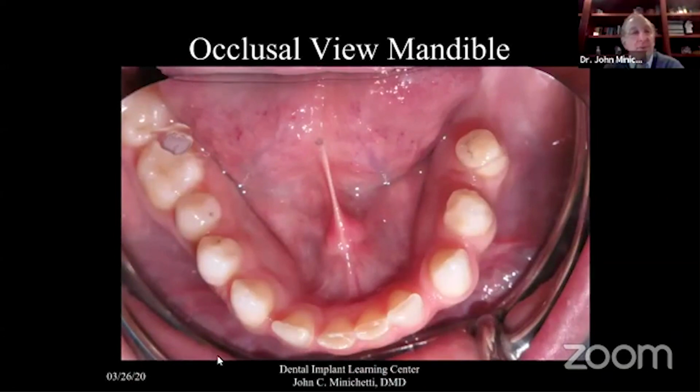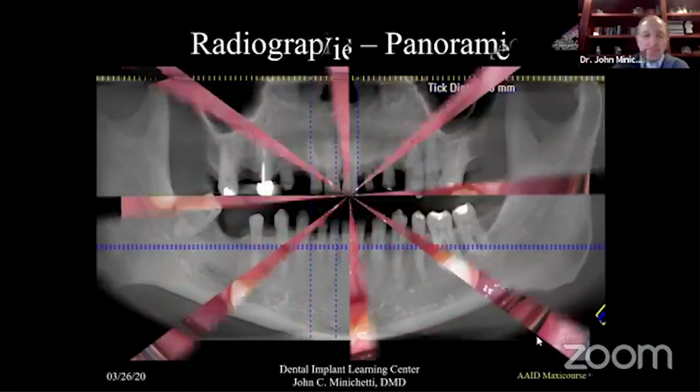Here's the occlusal view of the lower dentition. She's got some worn teeth and missing teeth.